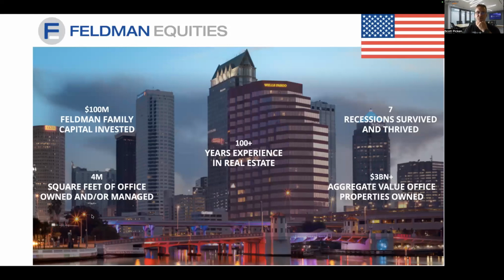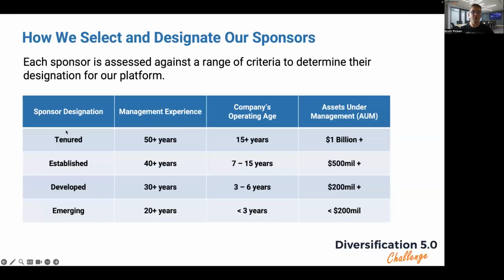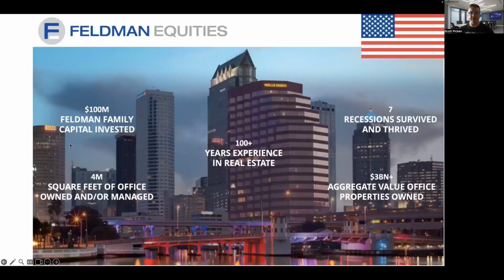Feldman's a company that we've done 2 deals with. They've got $100 million invested from their family. They've got over 4 million square feet that they own. They've got 100 years experience. They've been through 7 recessions. I think they've been going 42 or 43 years, and they manage over $3 billion. So, that's a classic example of a tenured partner.